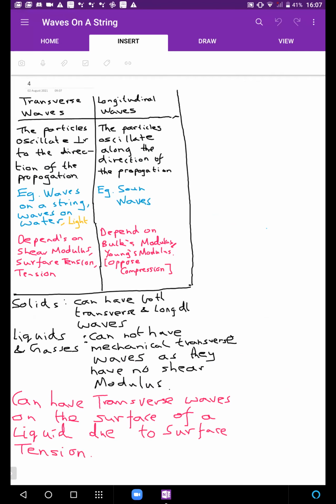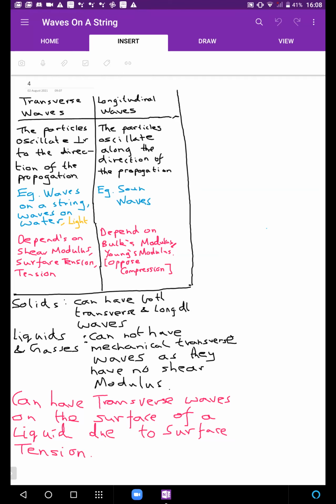Longitudinal waves depend on the bulk modulus, Young's modulus, because it opposes compression, whereas transverse waves depend on the shear modulus or surface tension or tension because they oppose a change in shape. The tighter a wire, the less it would prefer being distorted from that straight line shape that it has. So these quantities, shear modulus, surface tension, and tension, play a role in transverse waves.